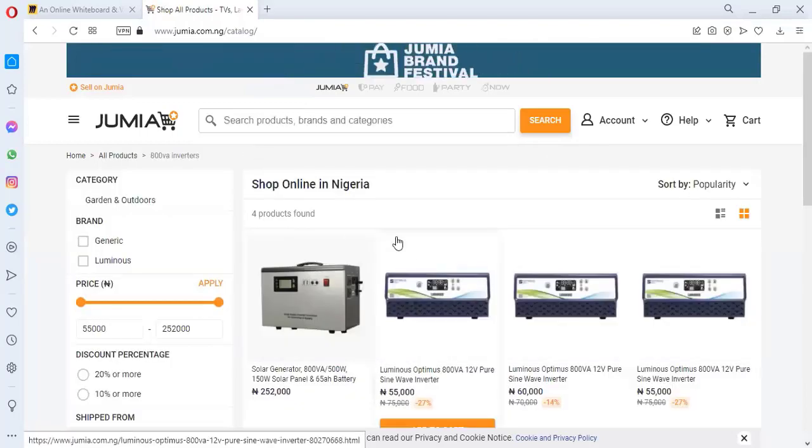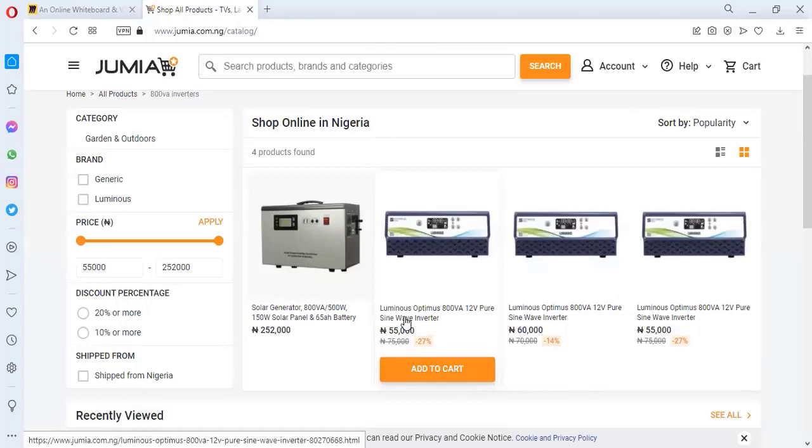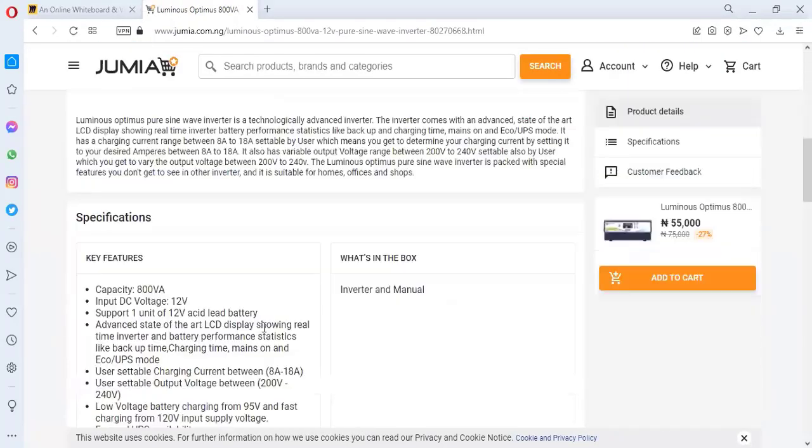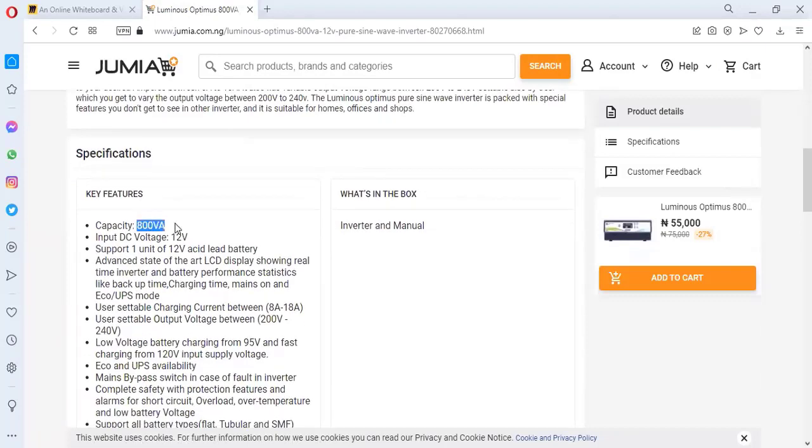Okay, so I have 4 products. This is a Luminous Optimus 800 VA 12-volt pure sine wave inverter. So 800 VA inverter, 12 volt, what does that mean? Let me go to the specification of this inverter. The capacity of the inverter is 800 VA. That means the power factor and the efficiency have been included. The input DC voltage, that means the voltage this inverter can work with, is 12. If you make use of 24, you will damage this inverter.